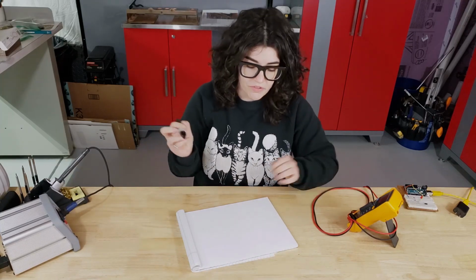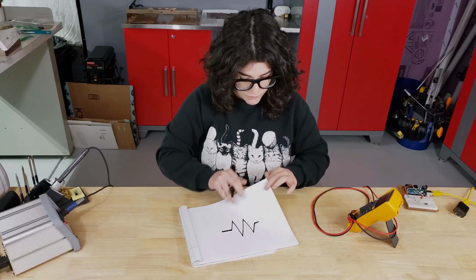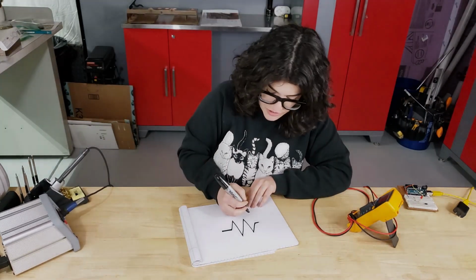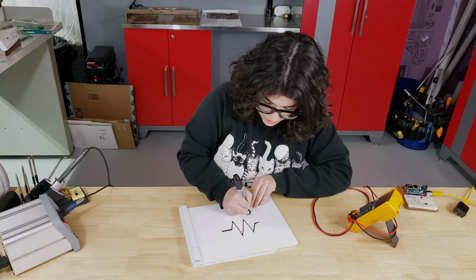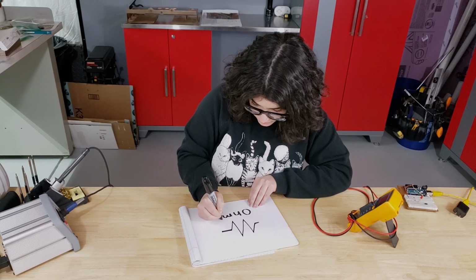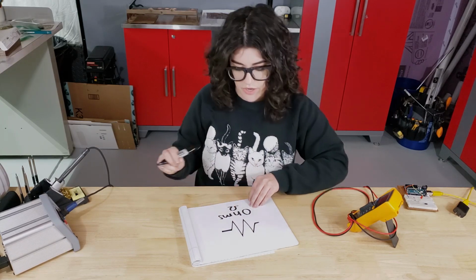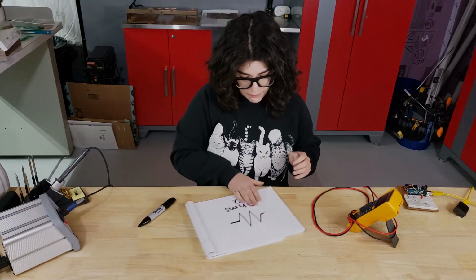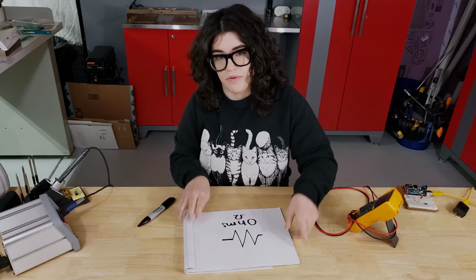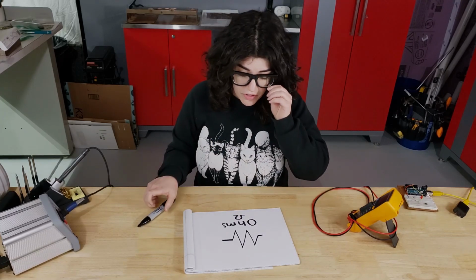The symbol for a resistor looks like this. The units of resistance are ohms, and the symbol for ohms is omega. So in a resistor, the higher the ohms, the greater the resistance.